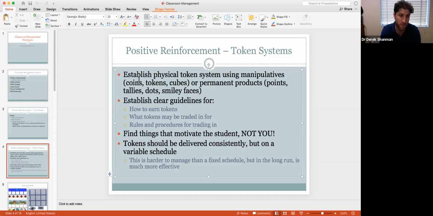I'm going to give you a few examples of token systems in a minute, but first I want to talk about, once we have the token system, what are some of the pieces that we have to have in place.